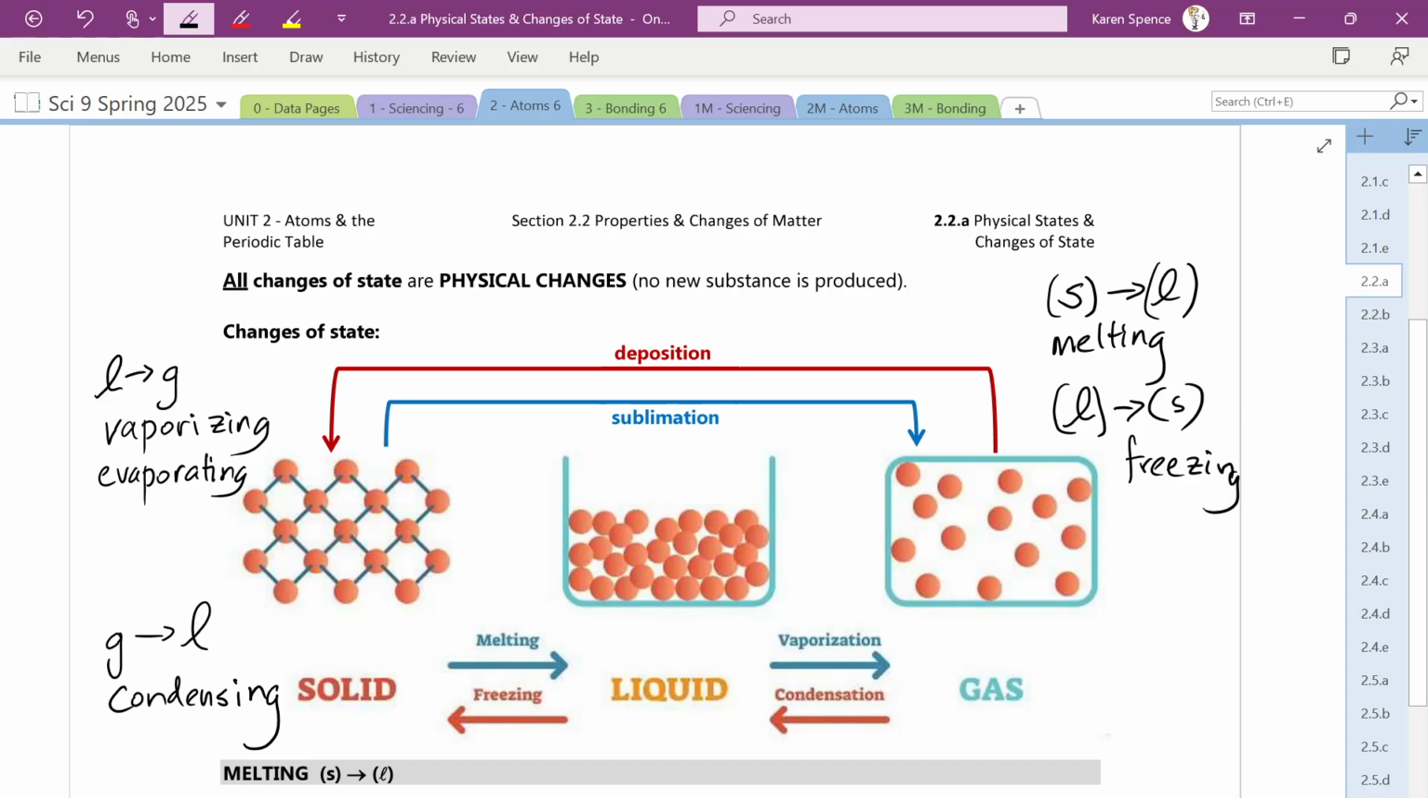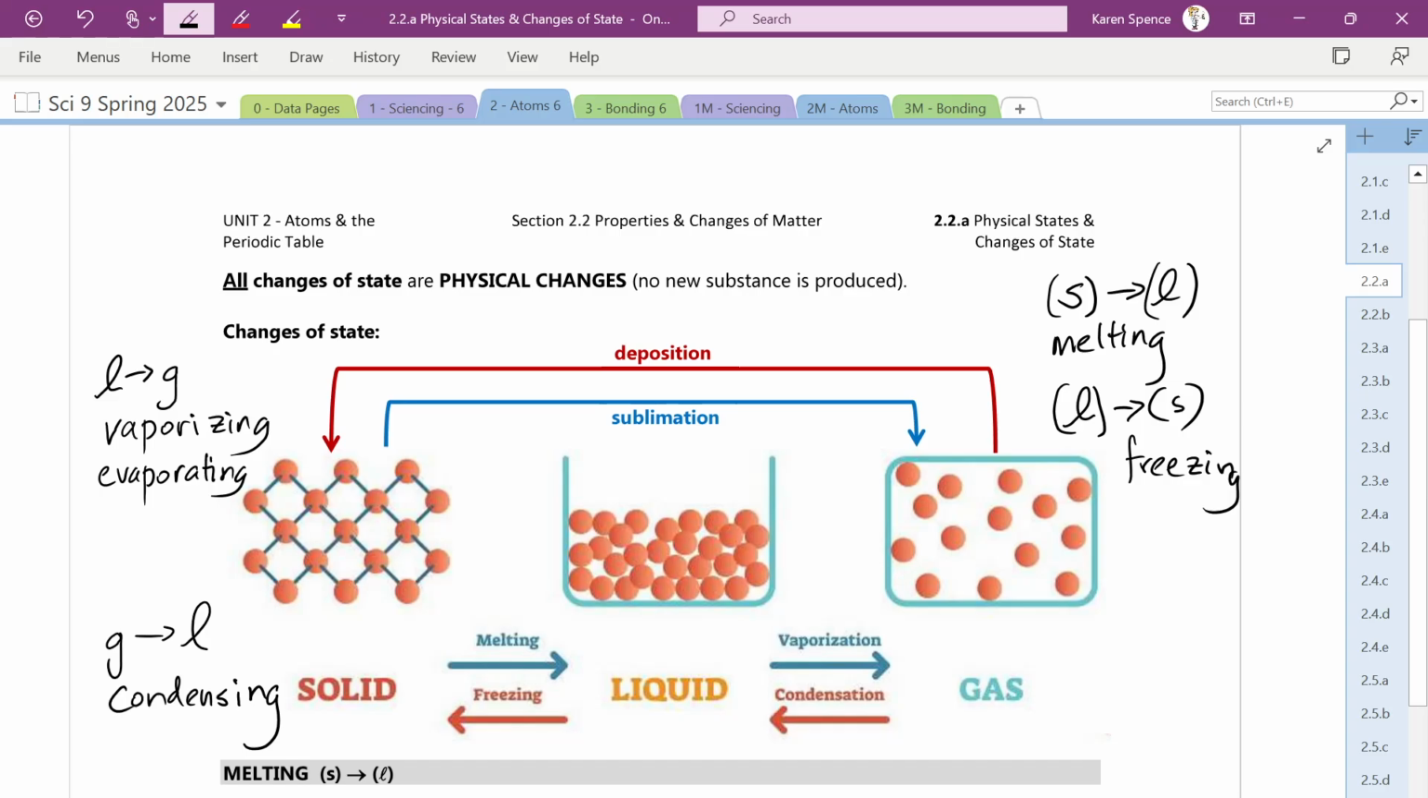Okay. Question. When might you see something condensing? Can you think of a time? Rain. Yeah. So there's water, there's gas up in the air, and it condenses into little water droplets, and those water droplets fall.